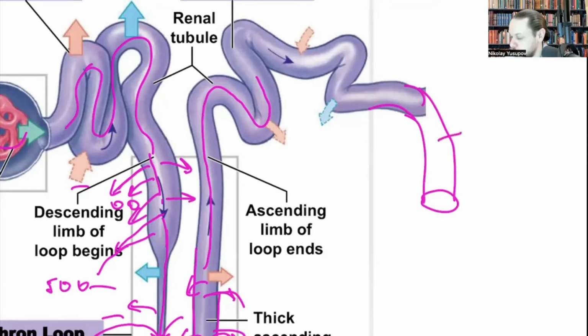This part is usually water impermeable, and it's only going to become water permeable under the effect of a specific hormone. Which hormone is it?